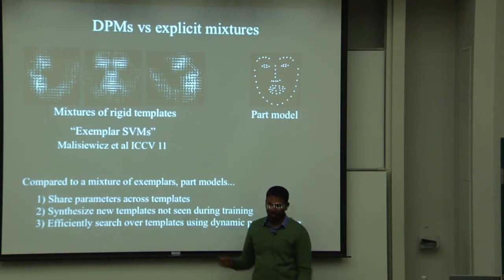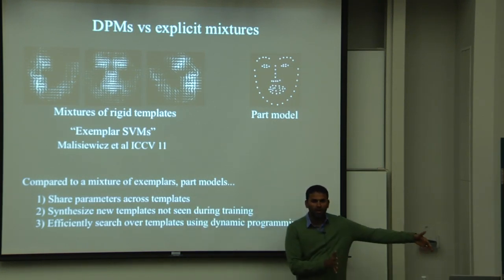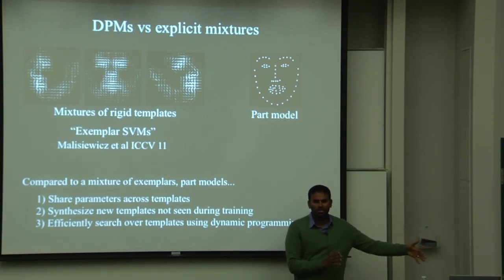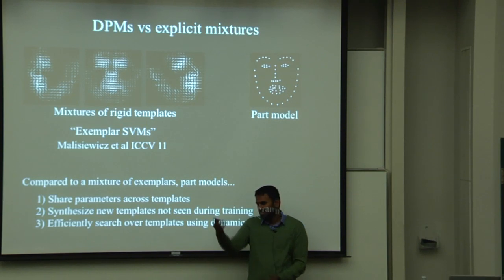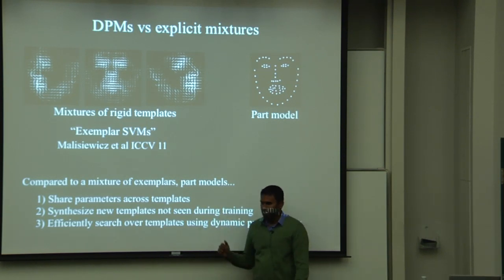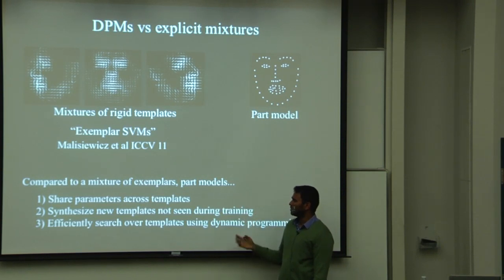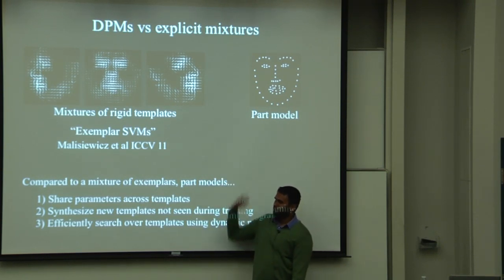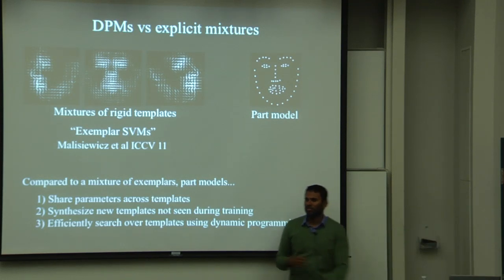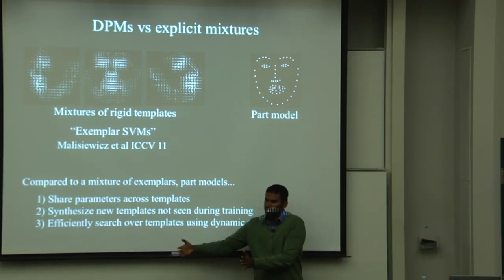The other thing you get with the set of global models produced by the DPM is that you will see global templates that weren't part of the original 1,000. So this was the point I made to you earlier. And then finally, the last point is a computational one, is that you can think of parts as a way to efficiently search over this huge set, rather than just enumerating over the actual set of 1,000 you've seen.